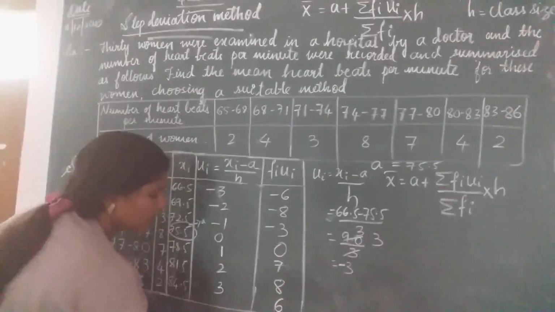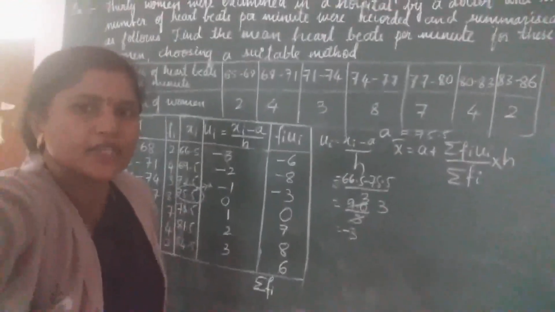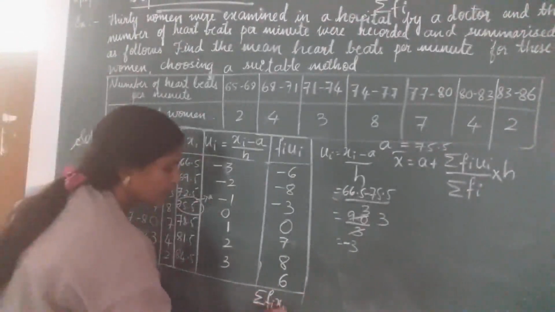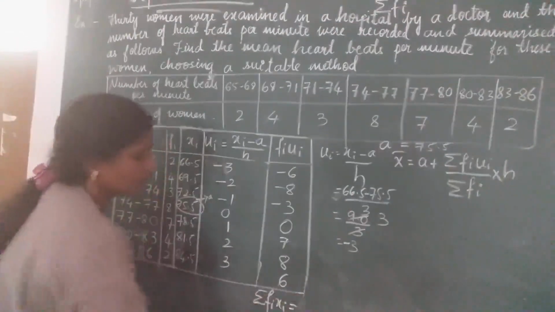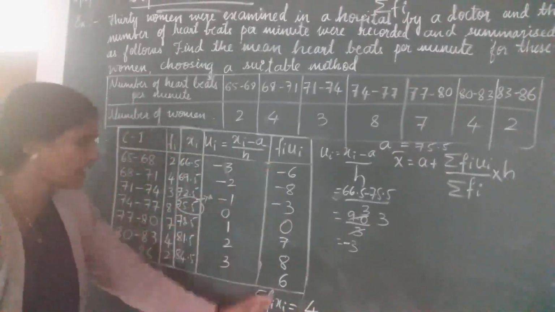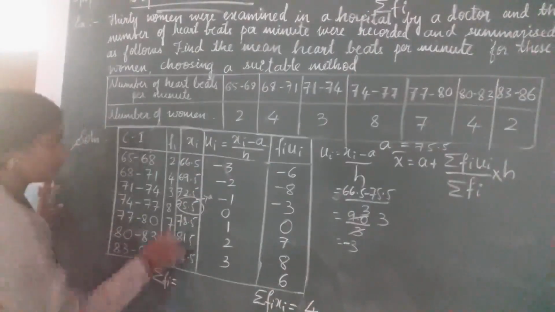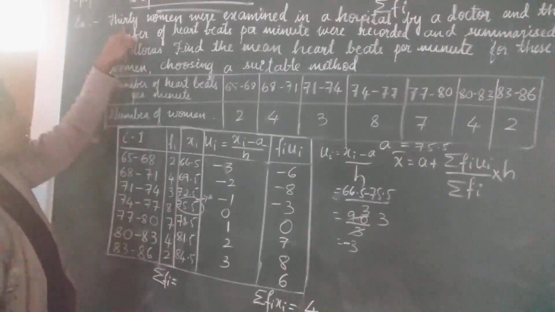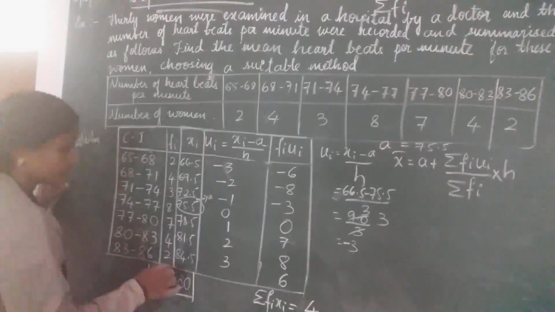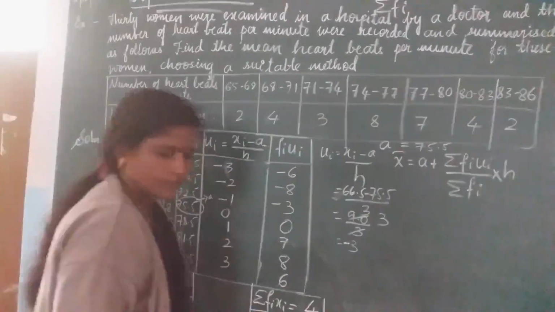Now you have to find the summation of fi into ui. Summation is nothing but a sum. Summation of fi ui is 4. You can check it: minus 6, minus 8, minus 14, and adding all of these you will get the answer 4. So summation of fi is the sum of these. Already they have mentioned 30 women, which is the total frequency, so it will be 30. Okay, clear? Now apply this in the formula.